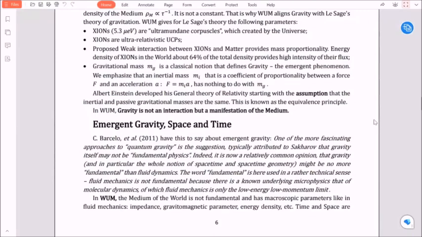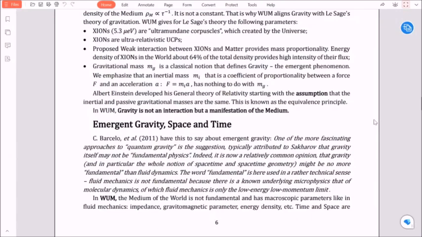Xions are ultra-relativistic UC particles. Proposed weak interaction between xions and matter provides mass proportionality. Energy density of xions in the world, about 64% of the total density, provides high intensity of their flux. Gravitational mass mg is a classical notion that defines gravity, the emergent phenomenon.